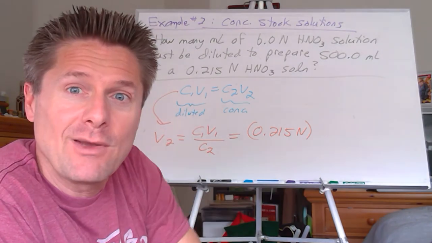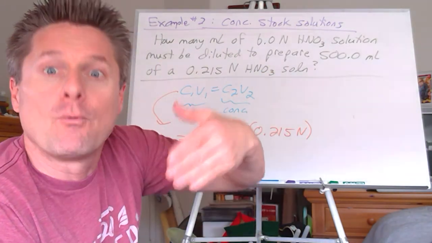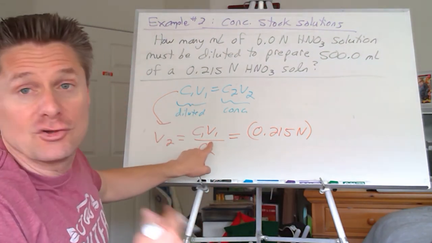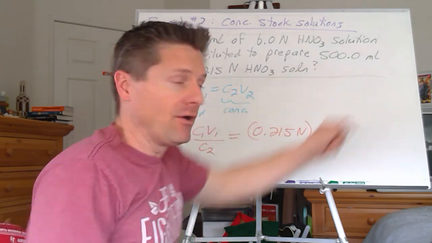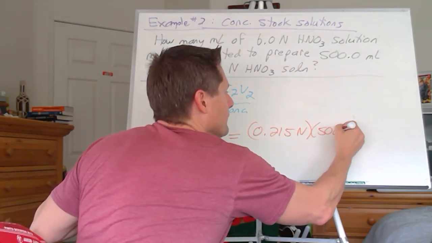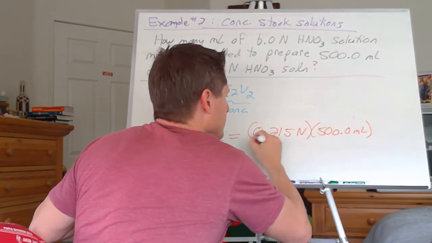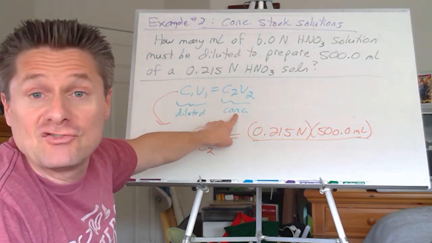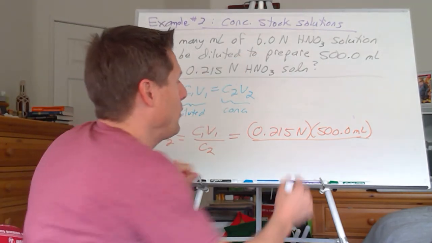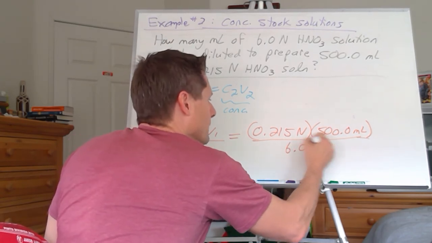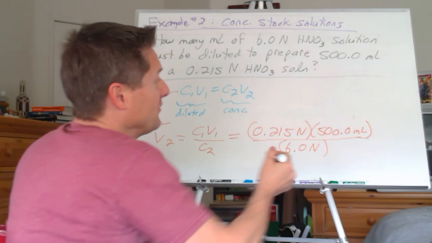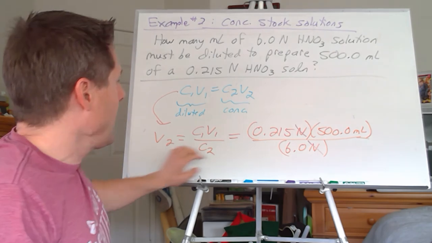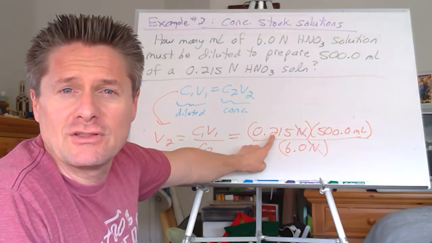But if we did it as a unit line equation, then you have to take capital M's and capital N's and write them as the numerator and denominator. All right, V1 is the volume of the diluted solution we're after, which is 500.0 milliliters. Let's divide that by C2, which is the concentration of the stock solution we found in the lab or stock room. That's the 6.0 normal. Notice the normality cancels out. Bye-bye. Leaves us milliliters.